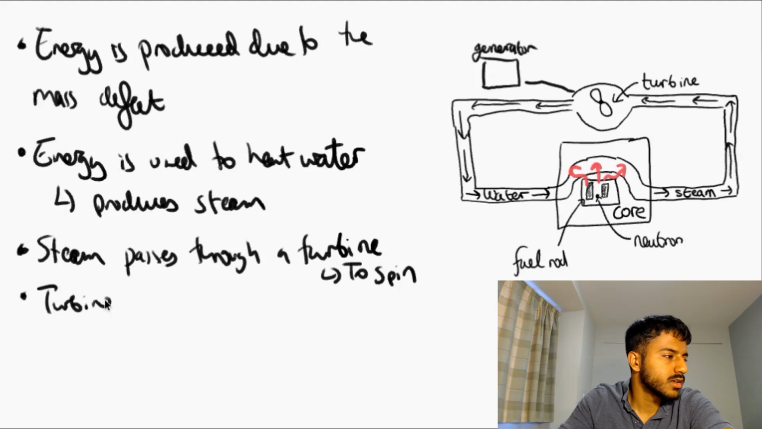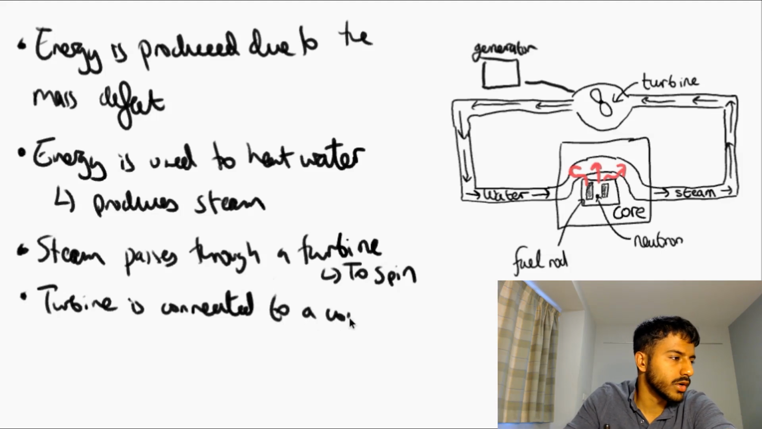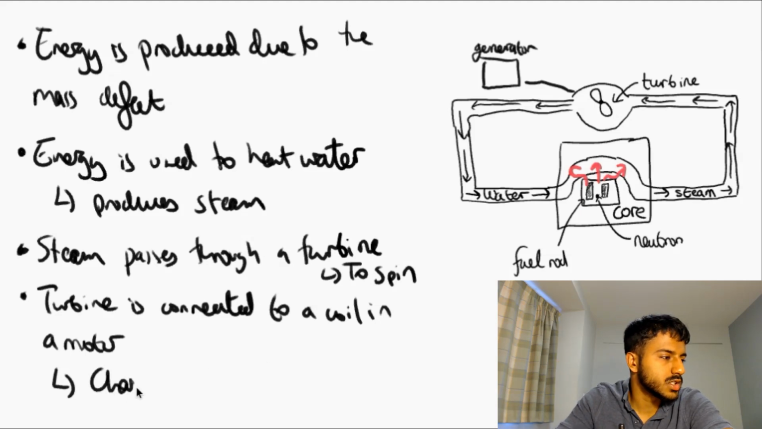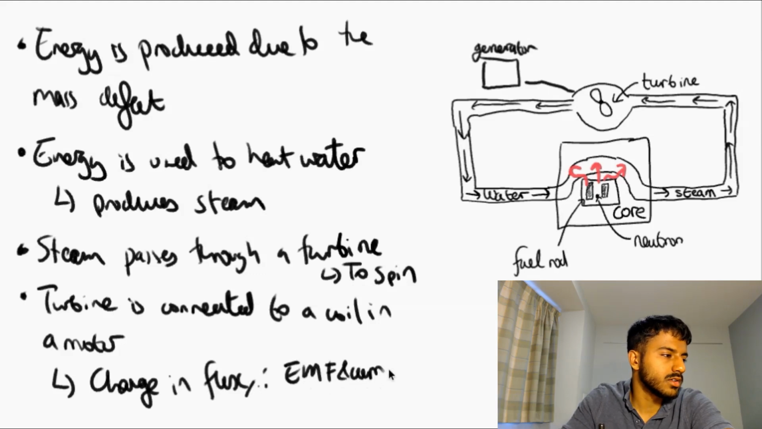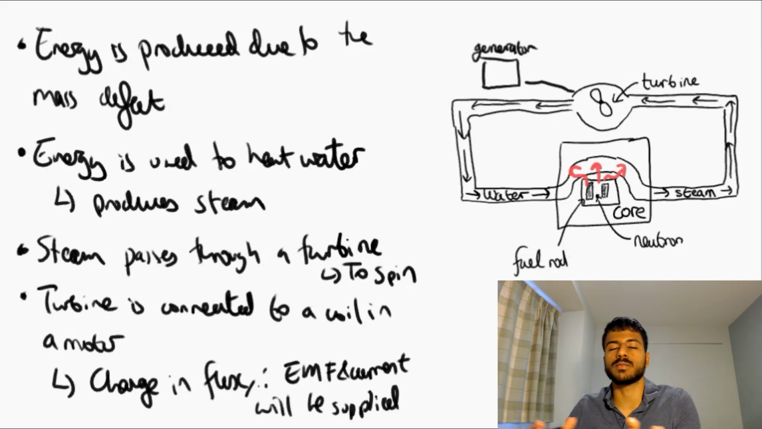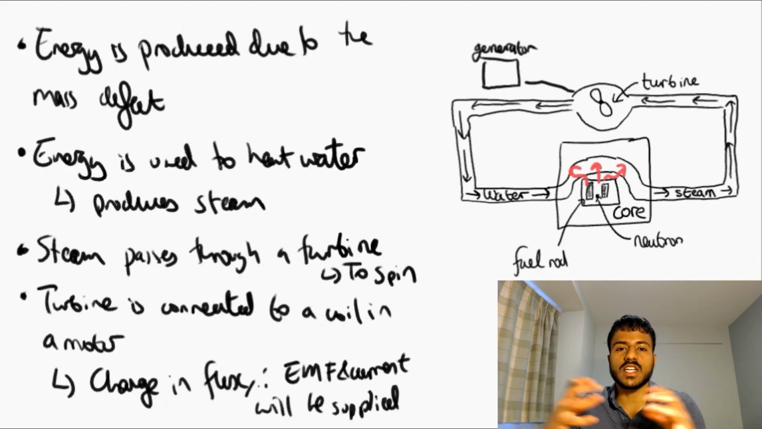The turbine is connected to a coil in a motor. And if you remember from our magnetism, this will therefore cause a change in flux, therefore an EMF and a current will be supplied. And this is then connected to, let's say, a step up transformer, which will then carry this power across into our national grid. And that's actually how we supply most of the energy that comes to our homes.